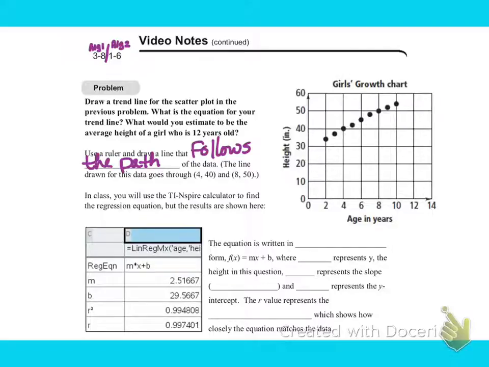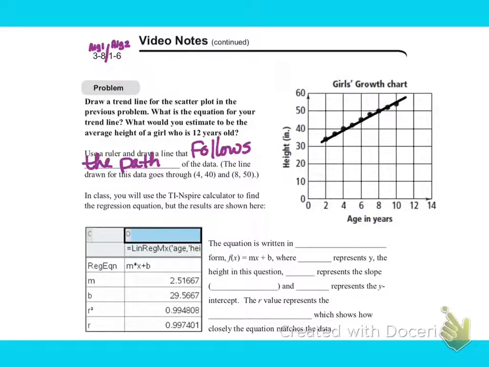So to create a trend line, you're going to use a ruler and draw a line that follows the path of the data. So an example of a trend line would not be this line that I just drew. Why? Because it does not follow the path of the data. The data points are going up and to the right, but the line that I just drew has a much sharper, higher slope than the path of the points. So I'm going to get rid of that, and let's draw this trend line instead.